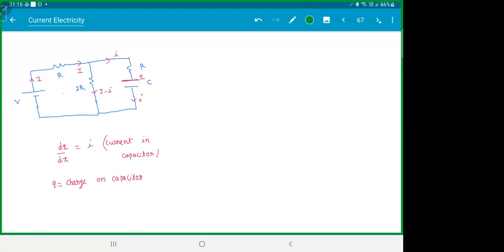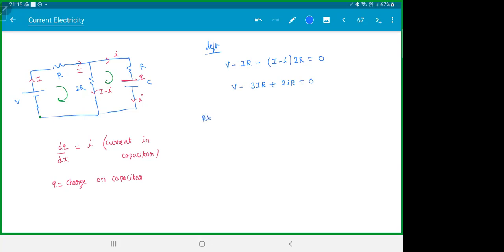So apply Kirchhoff's law. I'll write in this loop and in this loop. I'll start from this point here. For the left loop, the equation would be V minus I capital R minus i small 2R is equal to 0. That is one loop. So from here we get V minus 3IR plus 2iR is equal to 0.